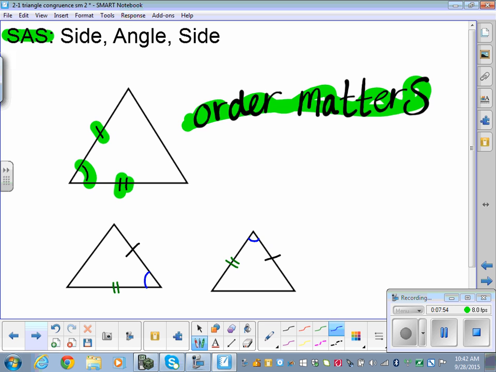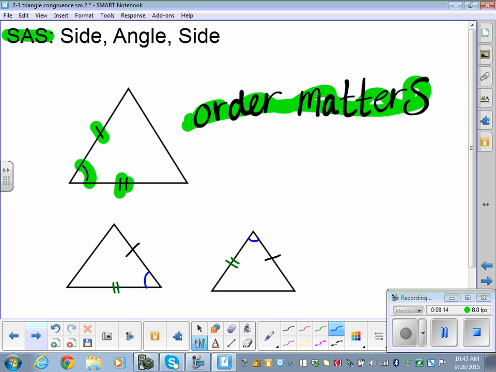Next one. So side, angle, side. This is where order matters. So look at this triangle. Notice we're given a side, then directly after that, the angle, then directly after that, the next side. Order matters. Side, angle, side. Or you could go this way. Side, angle, side. Does everybody see how the order matters here? One comes right after another, so side, angle, side.